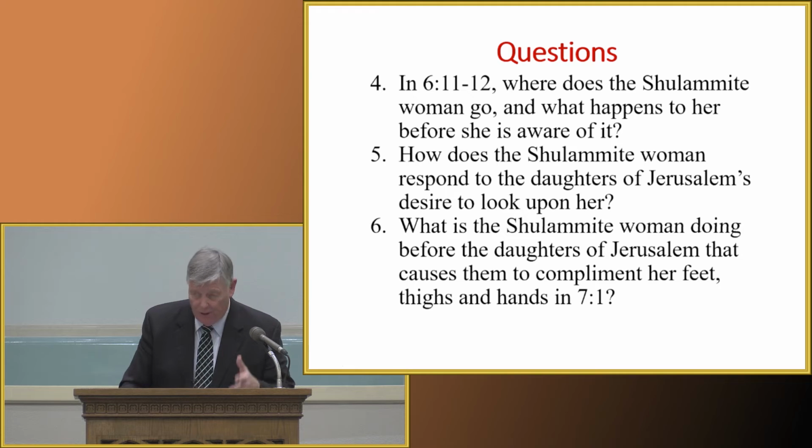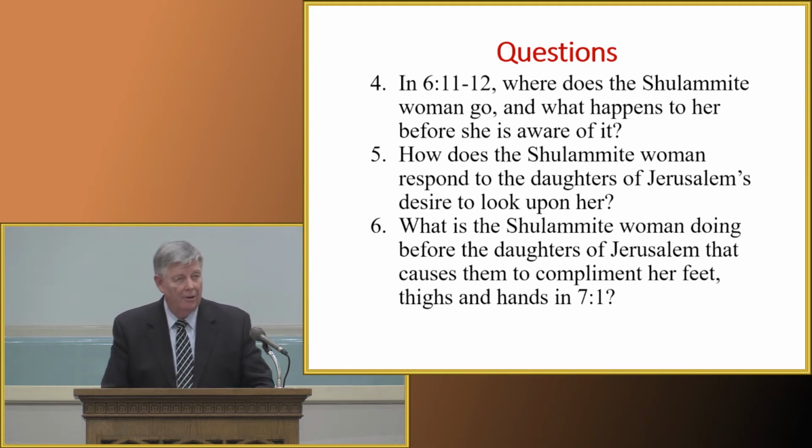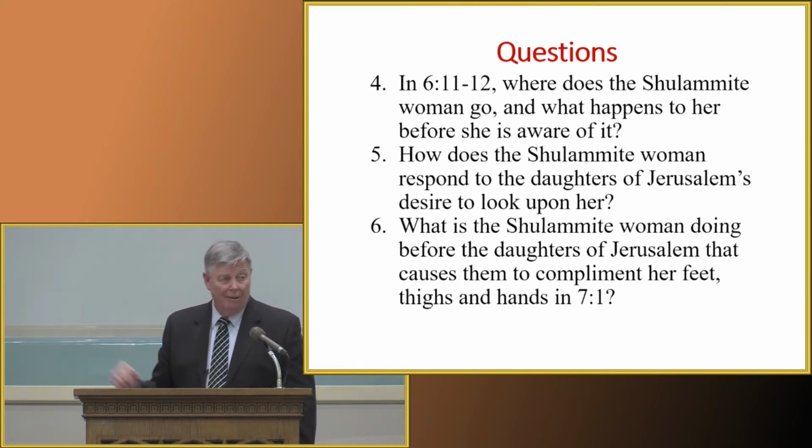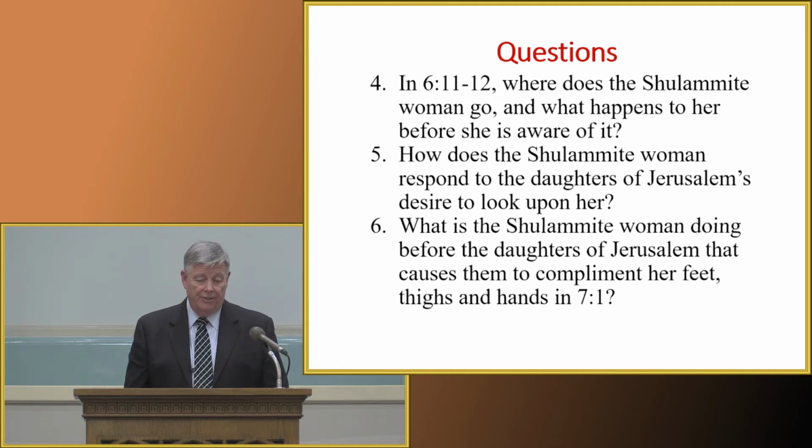So with that thought in mind, what is the Shulamite doing before the daughters of Jerusalem that causes them to compliment her feet, her thighs, her hands, her head? What is she doing? You think she might be dancing? Well, Vashti didn't do that. Vashti had to dance before men. In this context, she's dancing before women and before her husband, if he's present at this very moment. You see that?